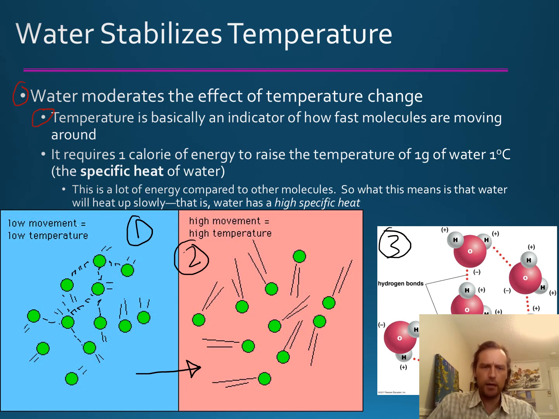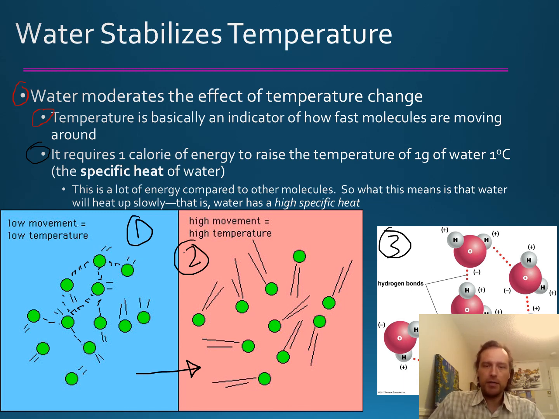Okay, last bit here. It's a little bit of chemistry. I apologize for that. It requires 1 calorie of energy to raise the temperature of 1 gram of water 1 degree Celsius. That's what we call specific heat. How many calories of energy are required to raise something 1 degree Celsius if we have 1 gram of it. So 1 calorie of energy is a lot of energy for 1 gram.